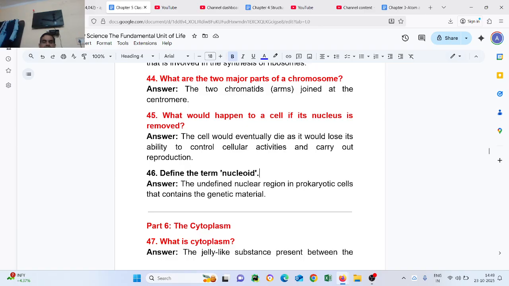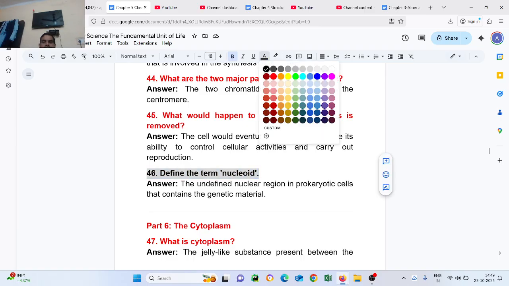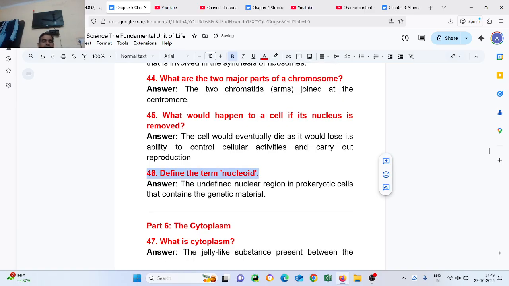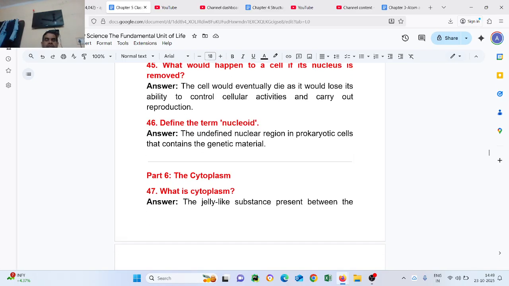Now question number 46. Define the term nucleoid. The undefined nuclear region in a prokaryotic cell that contains genetic material is called the nucleoid.